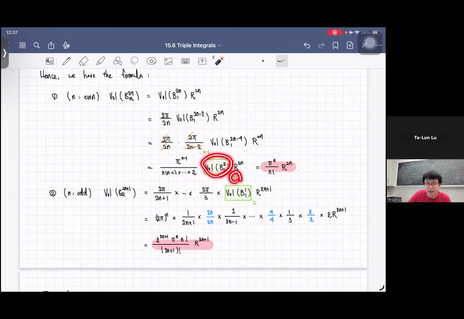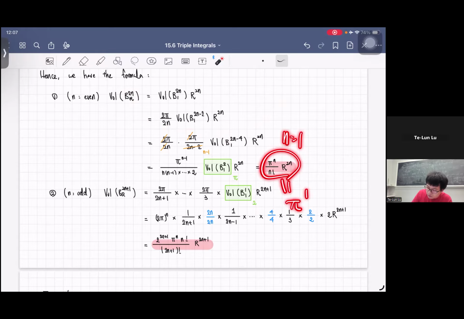So that volume is pi, right? And we can conclude from this formula, you have pi to the n. And the denominator is simply n factorial, r to the 2n. So this thing actually corresponds to our formula very nicely. Sorry, I should write, when n is 1, because we're dealing with 2n. So when n is 1, this guy is pi r squared divided by 1 factorial. And that is pi r squared, right? Our two-dimensional disk.